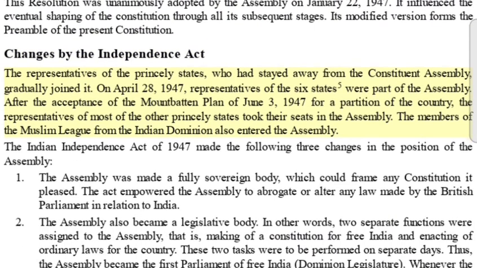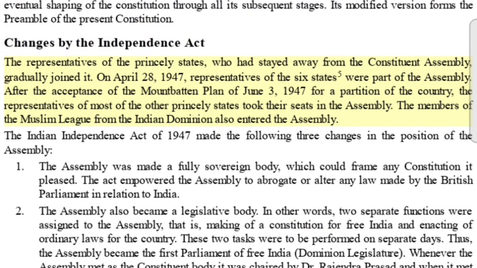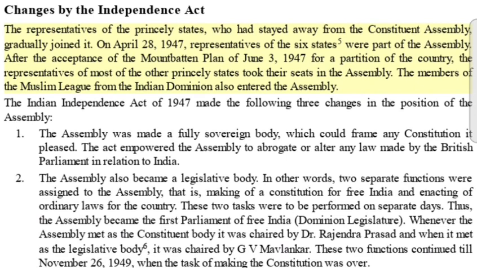The representatives of the princely states, who had stayed away from the Constituent Assembly, gradually joined it. On April 28, 1947, representatives of the 6 states were part of the Assembly. After the acceptance of the Mountbatten Plan of June 3, 1947 for a partition of the country, the representatives of most of the other princely states took their seats in the Assembly. The members of the Muslim League from the Indian Dominion also entered the Assembly.